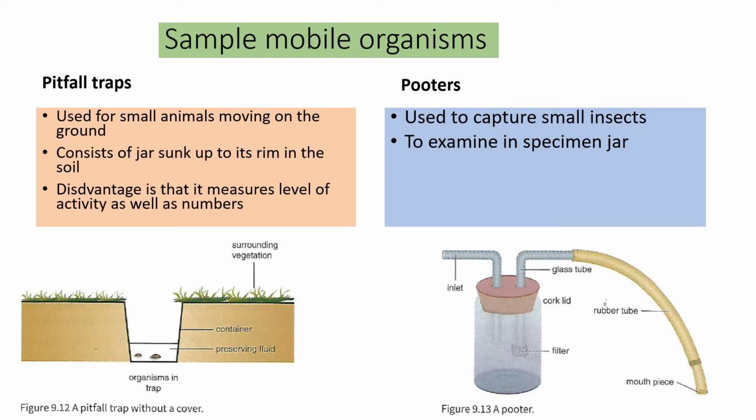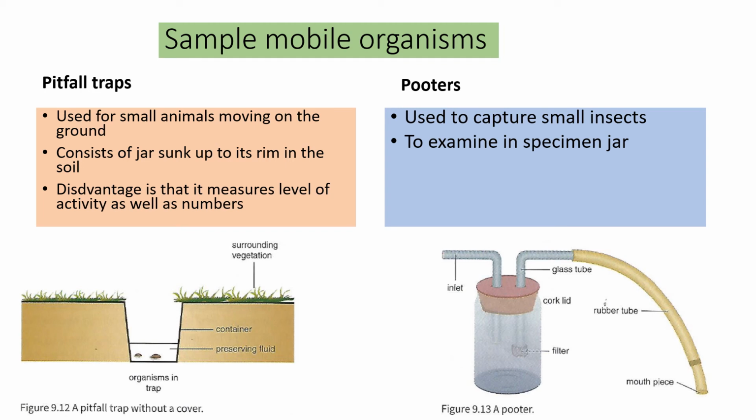But one disadvantage of this system is it's not just measuring things that are there, but things that are moving through. Depending on how active that organism is, you might get more of those than you would of less sedentary ones. The more active the organism is, the more of those you would collect.